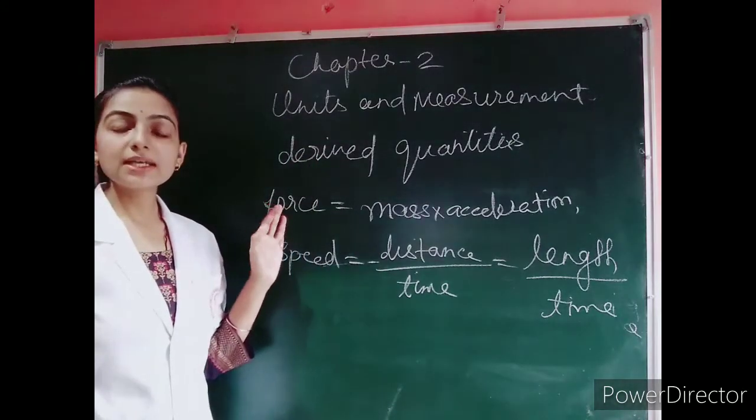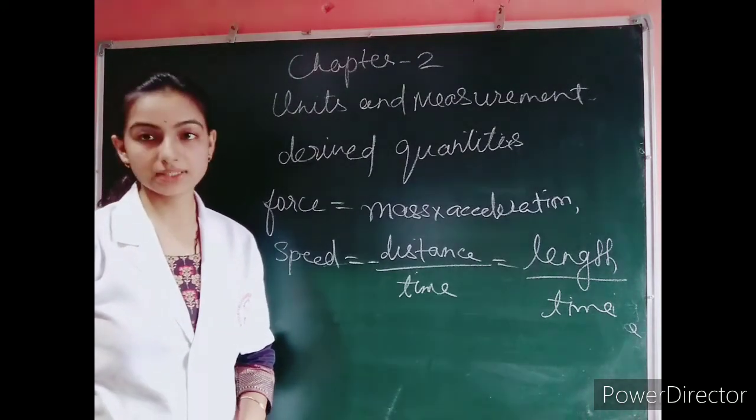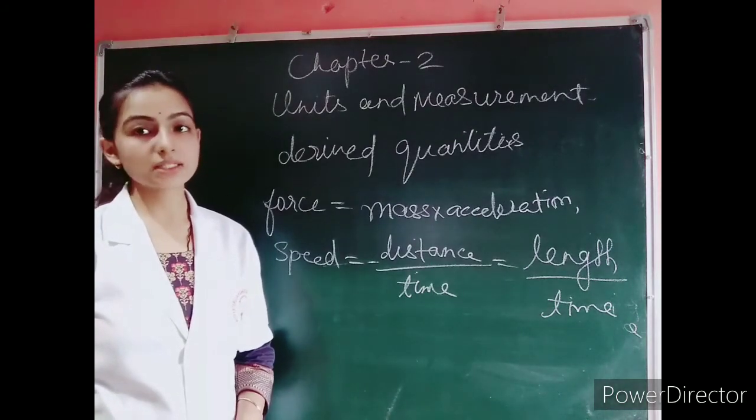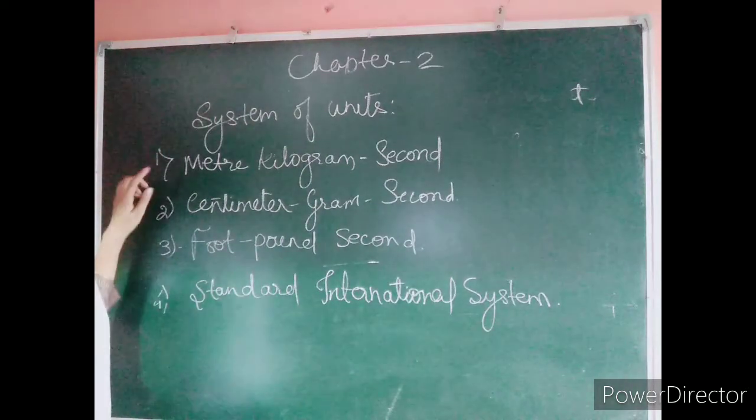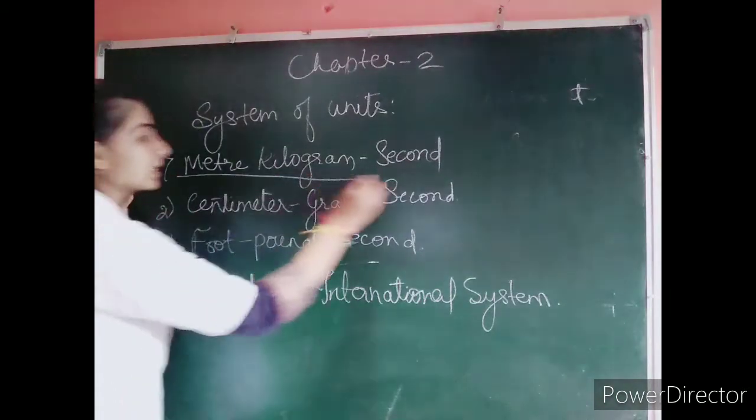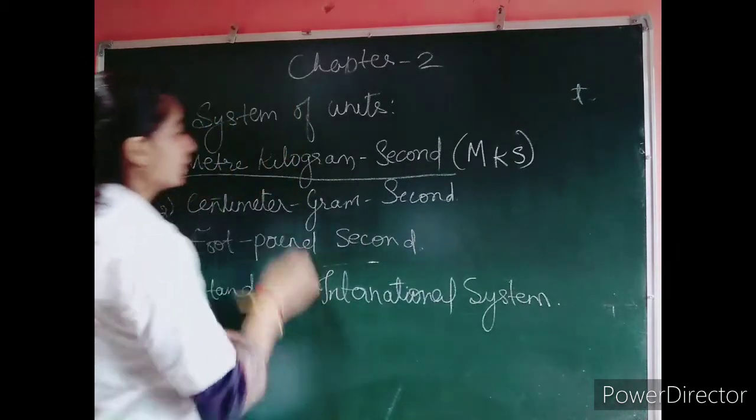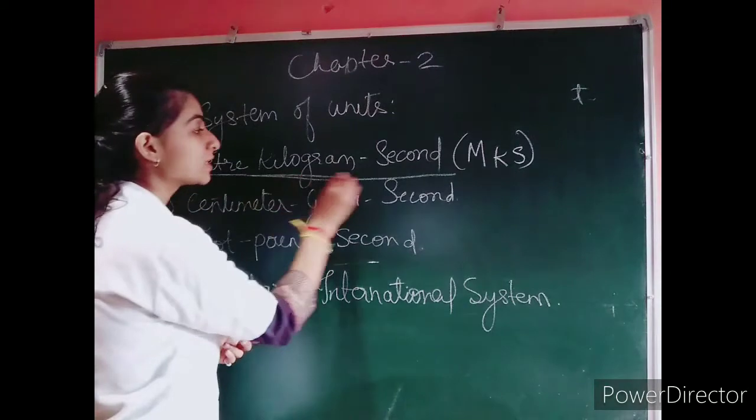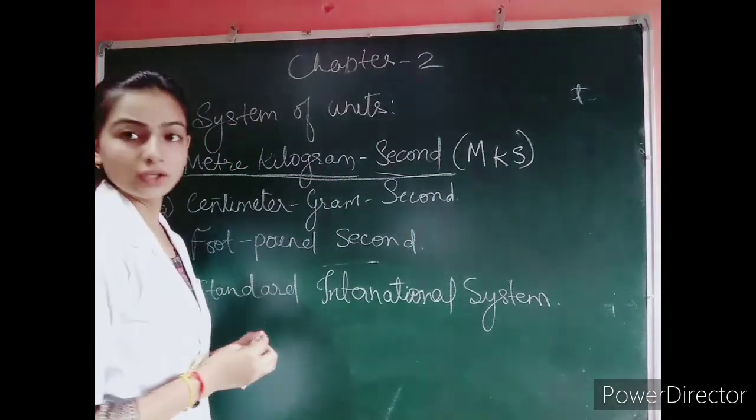Fundamental quantities and derived quantities together are called system of units. Now we will see international systems and system of units. First is meter, kilogram, second. This is also called MKS system. In this system, meter is used for length, kilogram is used for mass and for time second is used.